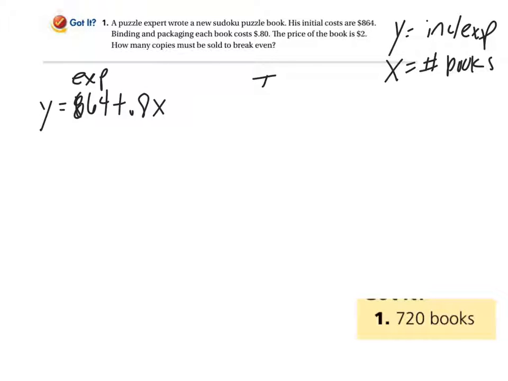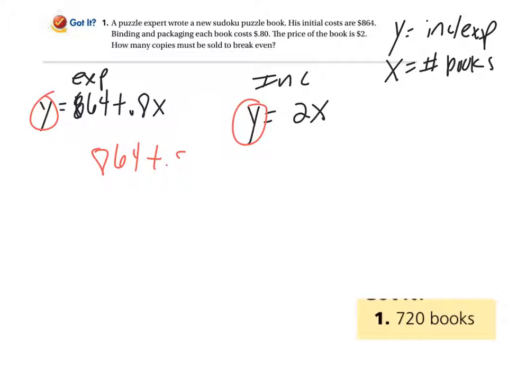The income equation is a little simpler. It is Y, that's my income, equals $2 for each book. That's what I make. So again, break even is when expenses and income are equal. So this Y here and this Y here have to be equal. In other words, I say that 864 plus 0.8x equals 2x. So when those two things are equal, this one's easy enough to solve here.